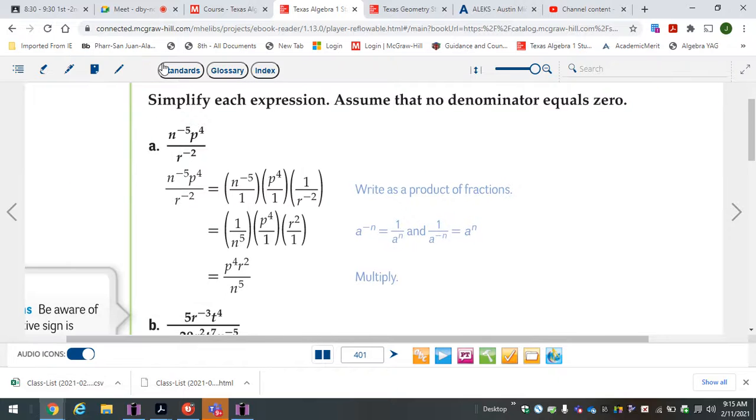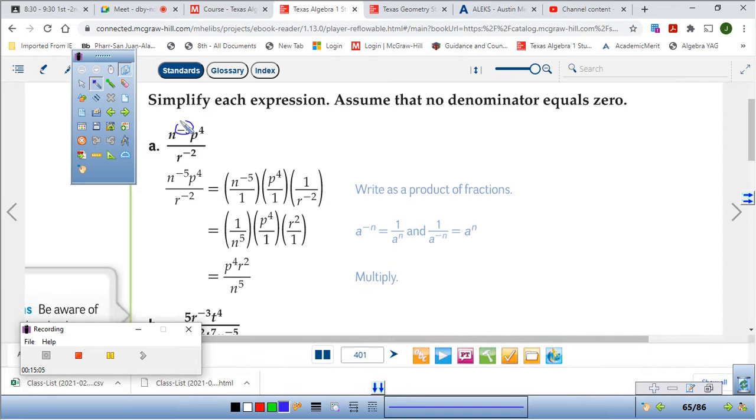Okay, so this one says, hey, I do not have negative exponents. So that one I'm going to throw to the bottom. This one I'm going to throw to the top. Okay, that's it. Really simple, really easy.